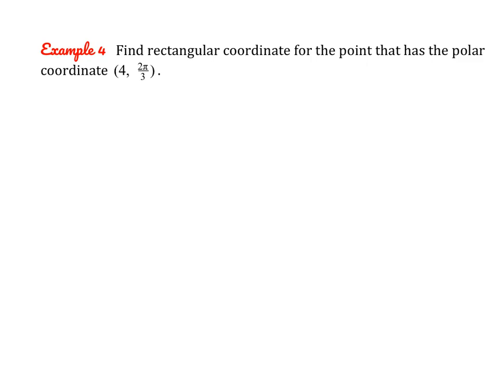Okay, so now we're going to do the exact opposite. We're going to go from a polar coordinate, 4, 2 pi over 3, to a rectangular coordinate. So remember, when we are given the polar coordinate 4, 2 pi over 3, that simply means that we have this angle right here. This is 2 pi over 3, and we know that the length of this line is 4. So just like anything else, we are going to turn this into a nice right triangle.